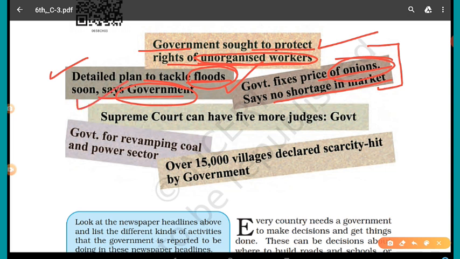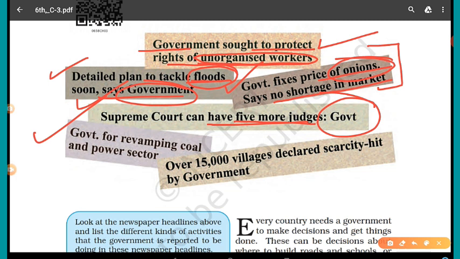Supreme Court can have 5 more judges. This is also a statement from the government. So government wants to decide how many judges should be there in the Supreme Court. So this is also a function of government.